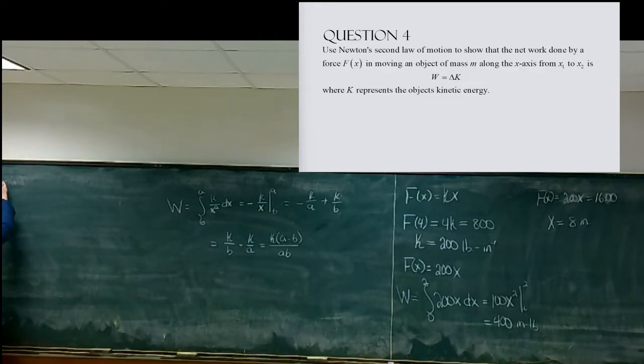Kinetic energy is one half mass times the square of the velocity.